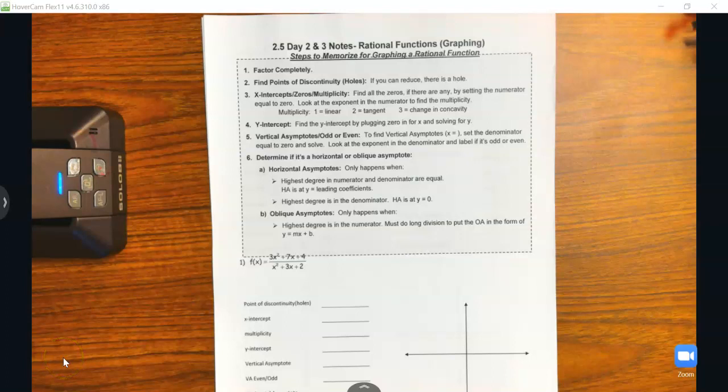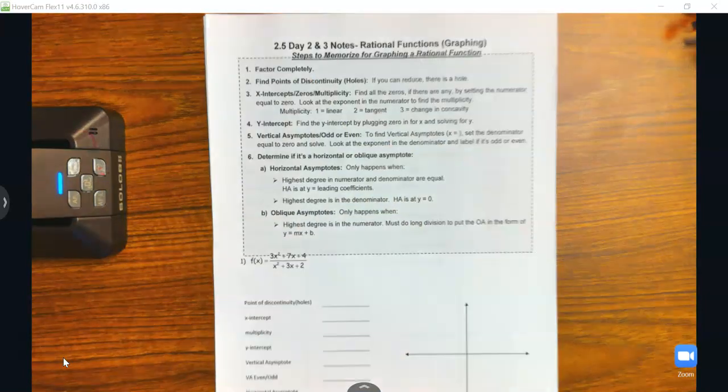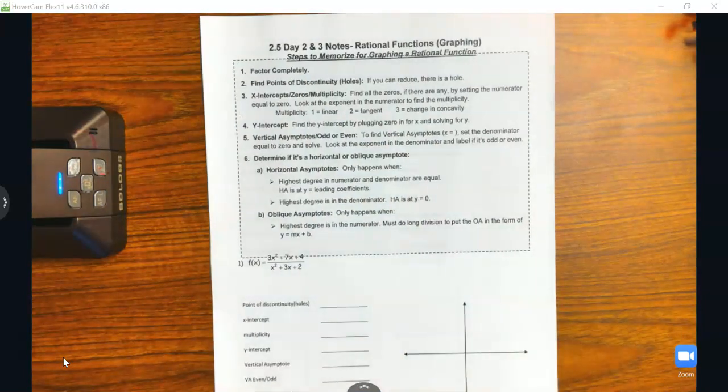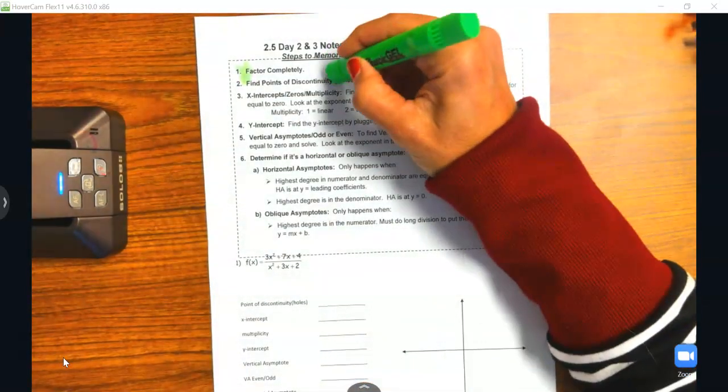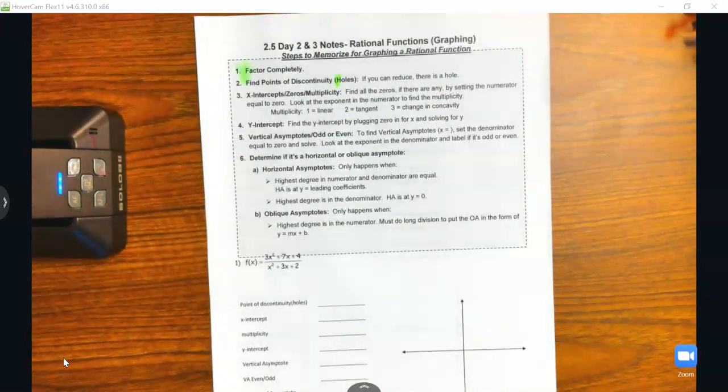Page 47, 2.5, day 2, we're going to be graphing instead of solving rational equations. Okay, so please remember we need to factor completely. I am always going to denote that with the letter F. And then after that, we are going to find holes. I'm always going to denote that with the letter H.